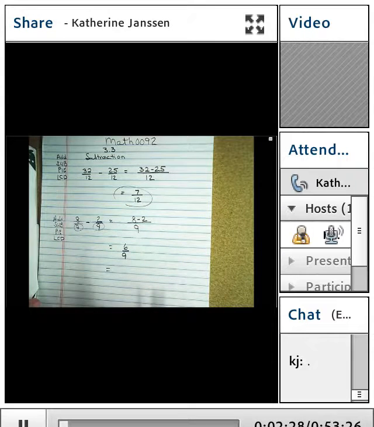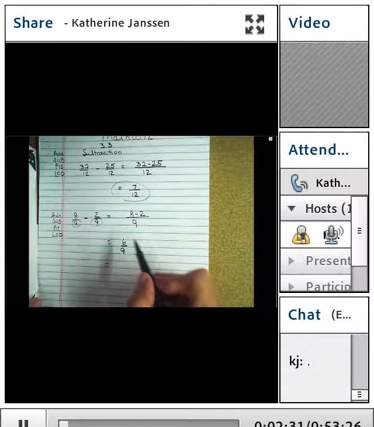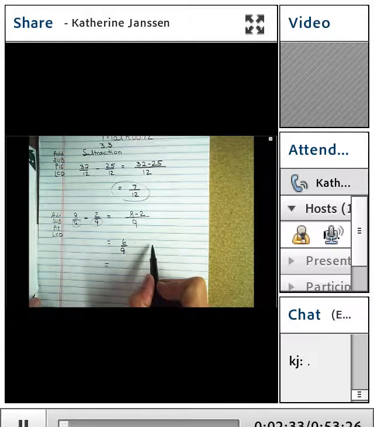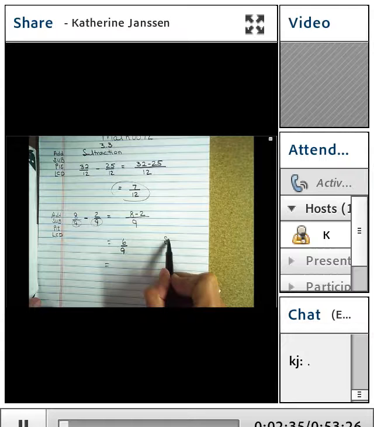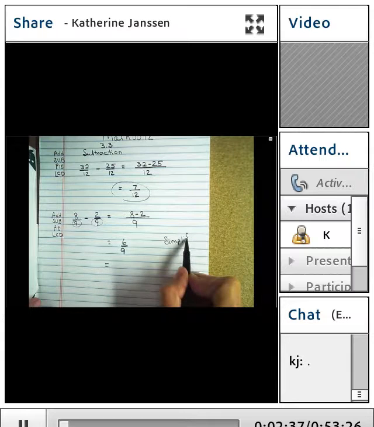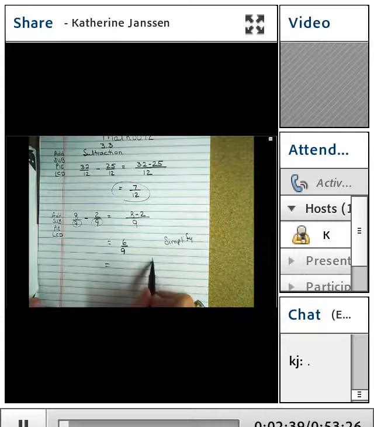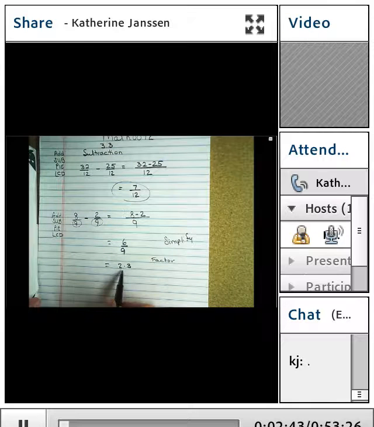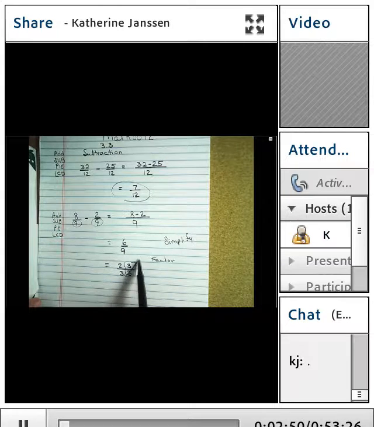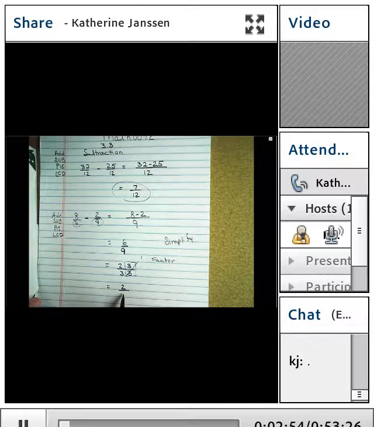And we always want to simplify, so I want to look for another name for 1. I can factor then. That's 2 times 3 over 3 times 3. Factored, I see that I have 3 over 3, which is another name for 1. So I can simplify 6/9 to 2/3.